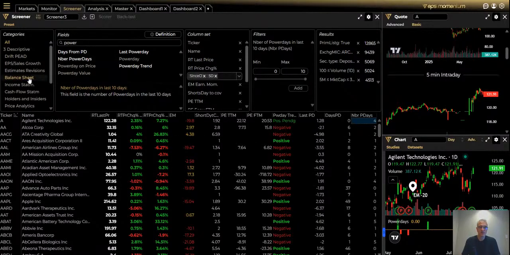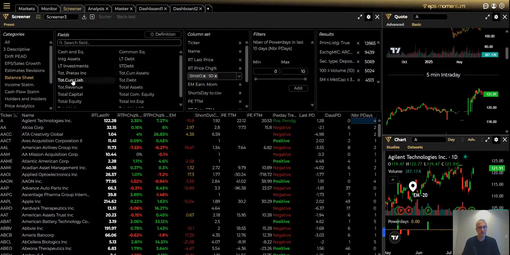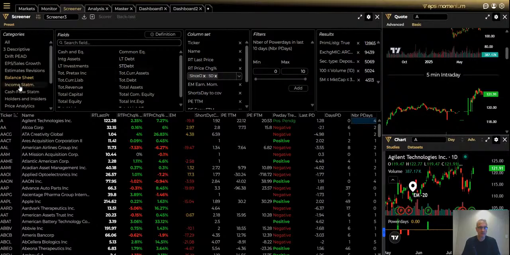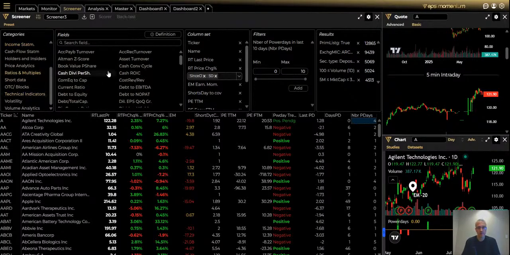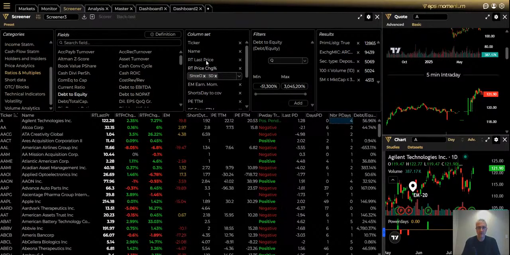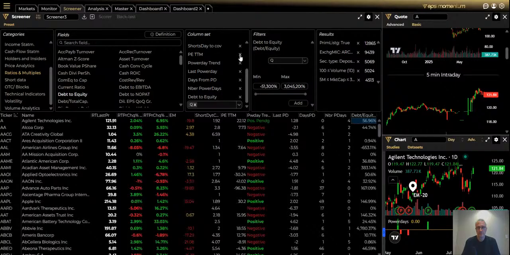I can go into balance sheet items. So let's see, just remove this. Balance sheet items: total revenue, total capital, total equity, long-term debt, short-term debt, and so on. Income statement. We also have ratios and multiples, for example, debt to equity ratio, pretty useful. So this is the column set. So here I want to set up my columns. So let me just remove a bunch here so we get some room.